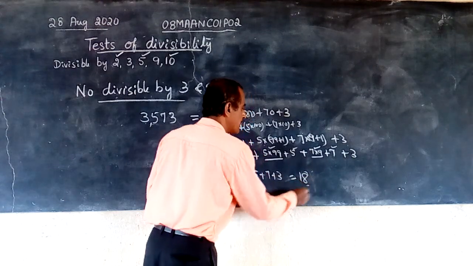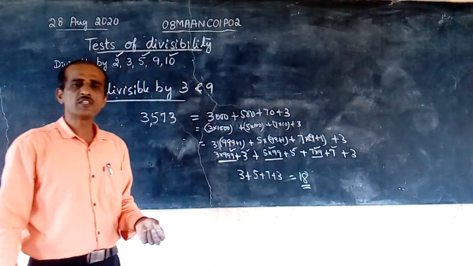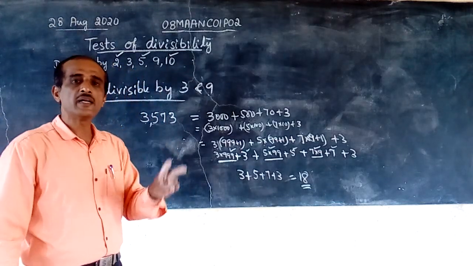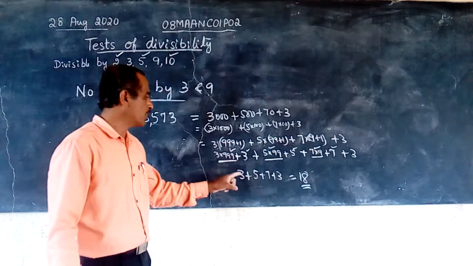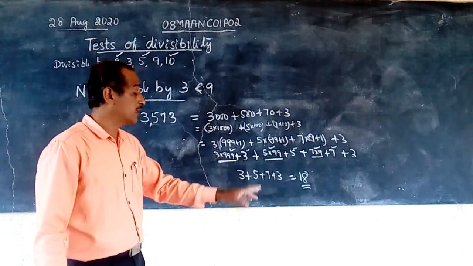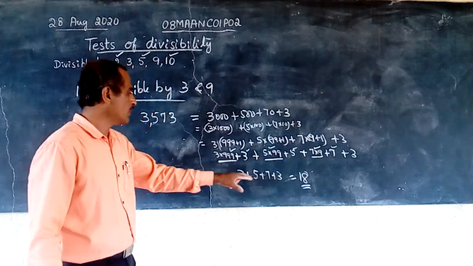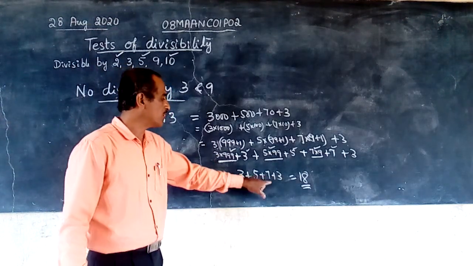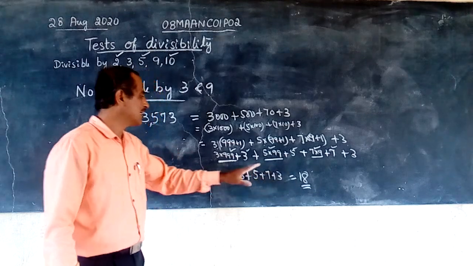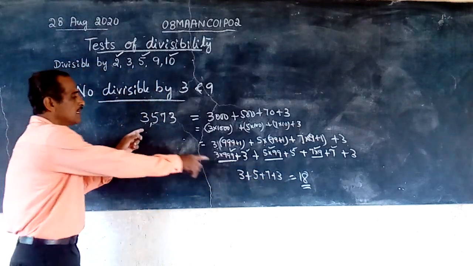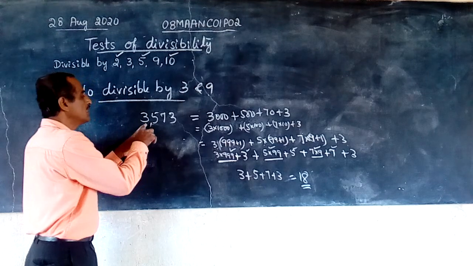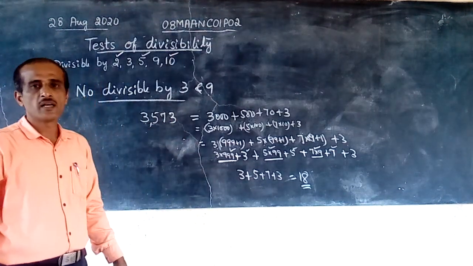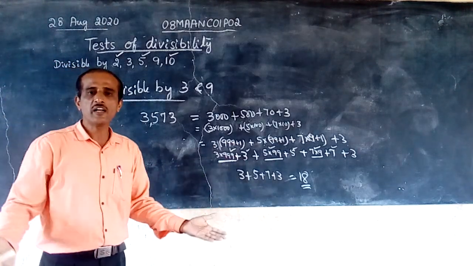Whether 18 is divisible by 9? 18 is divisible by 9. How many times? 2 times. So you can divide 18 by 9 two times. Therefore, what is this 3, 5, 7, 3? That is the digits of that given number, 3573. So very easily you can identify, isn't it?